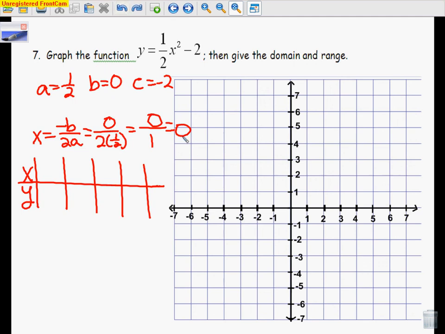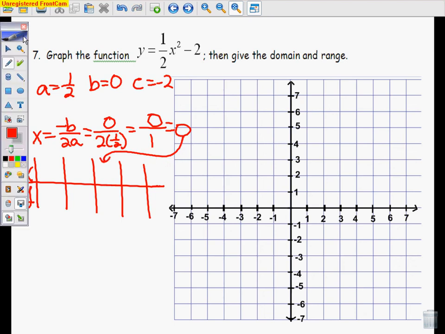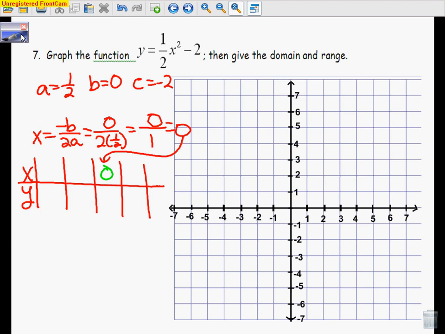But once you have your x-coordinate of the vertex, you always place that in the middle of your table. Okay, so we'll put that in the middle. And then we make values around that. So the values bigger than 0, and I always pick integers, are 1 and 2. Smaller than 0, the integers are -1 and -2. And then we're going to take these values and plug them into our equation so that we can find our y's.